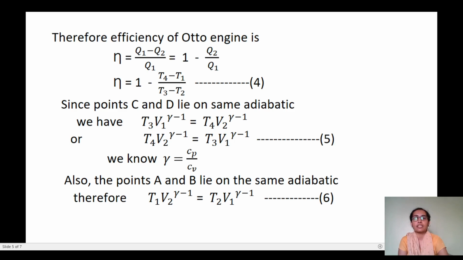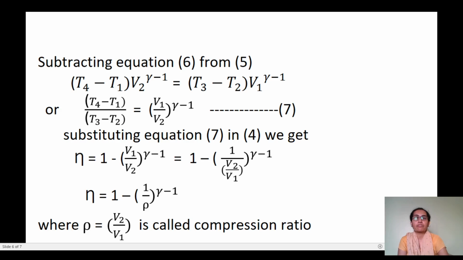Call that equation 6. Now subtracting equation 6 from 5, we get (T4 minus T1) into V2 to the power of gamma minus 1 equals (T3 minus T2) into V1 to the power of gamma minus 1. Or (T4 minus T1) divided by (T3 minus T2) equals (V1 divided by V2) whole to the power of gamma minus 1. Call that equation 7. So now substituting equation 7 in equation 4, we get the expression for efficiency.